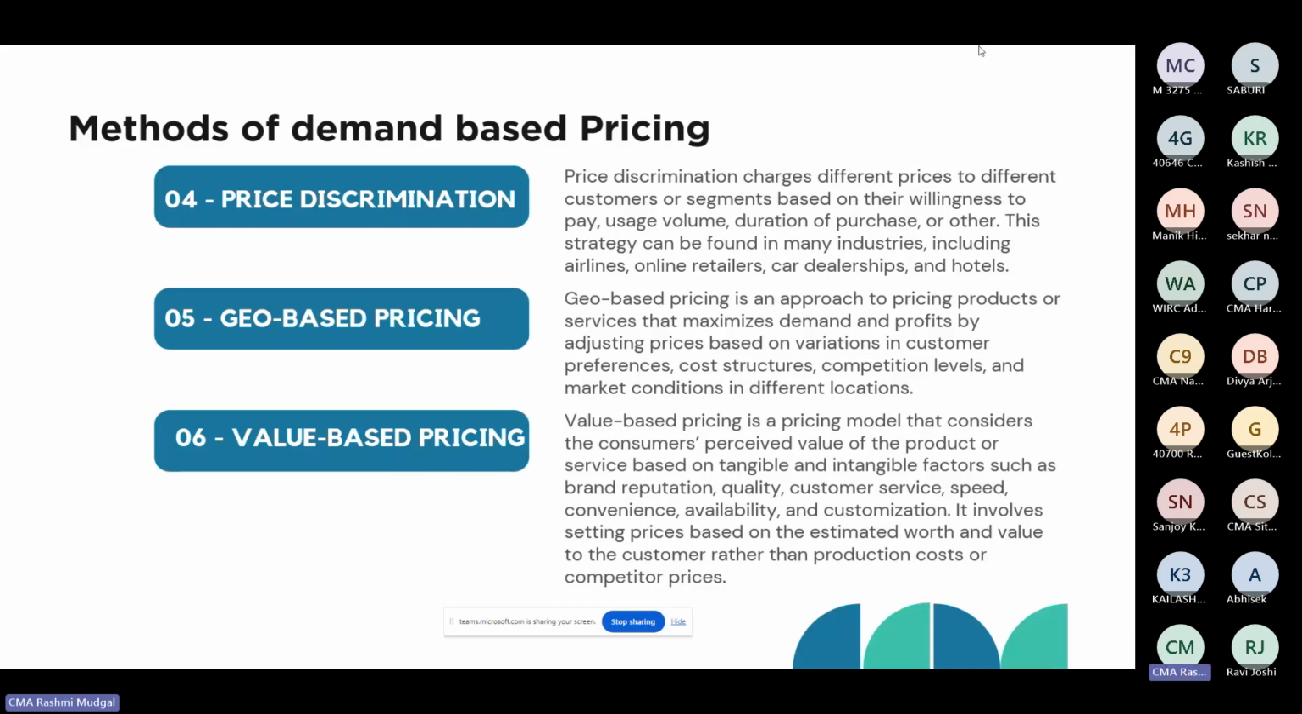Geo-based pricing, as the name says, geo, that is geographical location. So geo-based pricing is an approach to pricing a product or service that maximizes demand and profit by adjusting price based on variation of customer preference, cost structure, competition level, and market conditions in different locations.